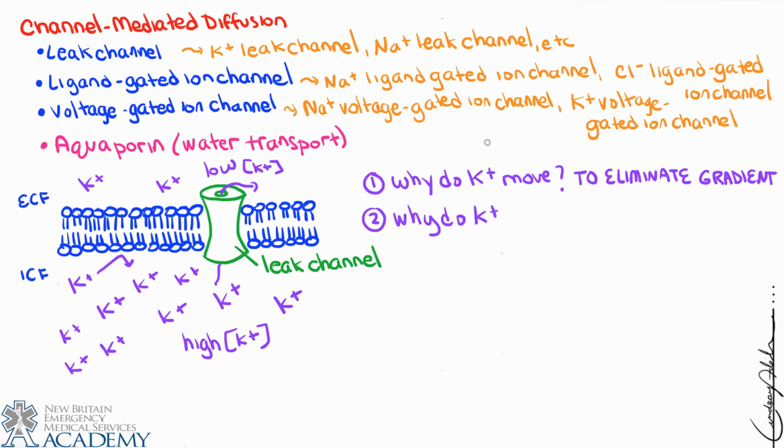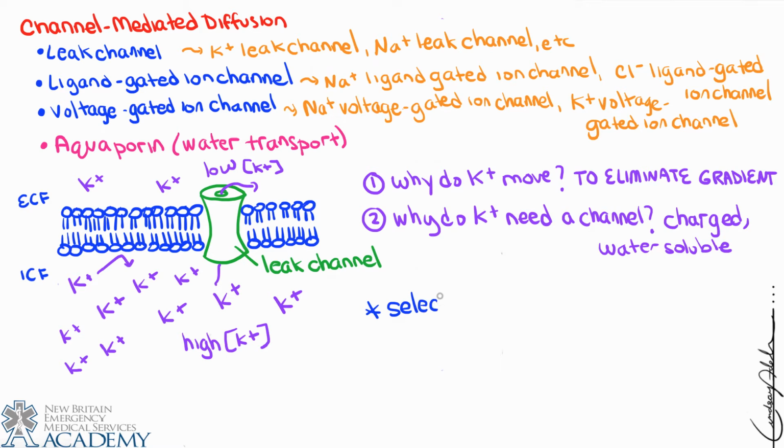Why do we need a channel? Because potassium is charged and water soluble. It otherwise cannot pass through the phospholipid bilayer. So this is very interesting because when we talk about the cell membrane being a selective barrier, the membrane decides what things it wants to allow through the membrane and what things it doesn't.